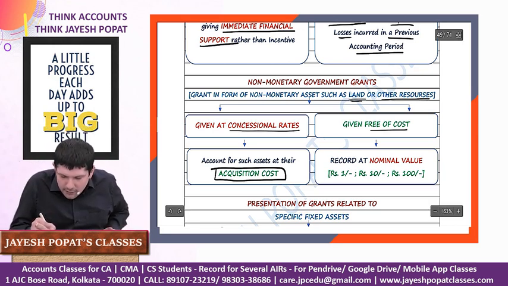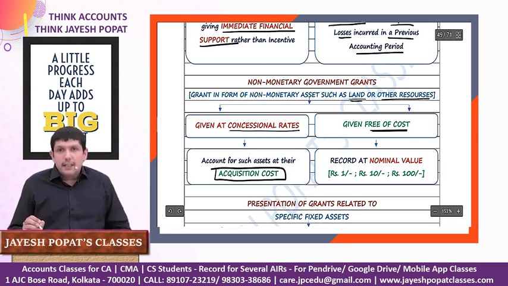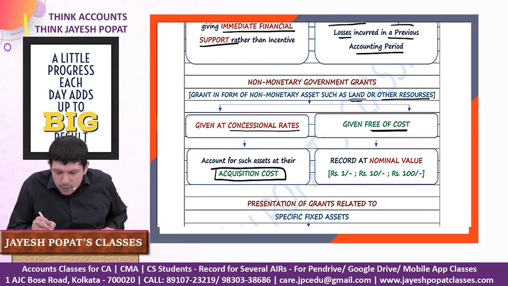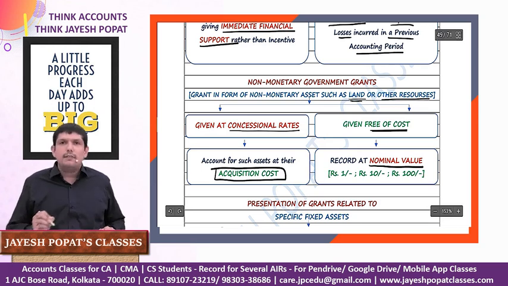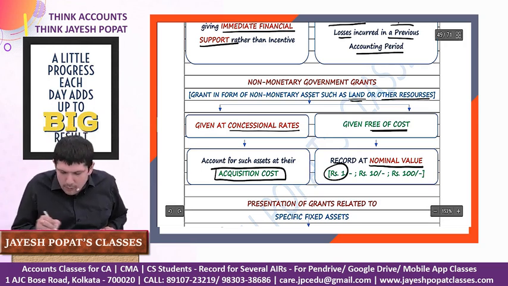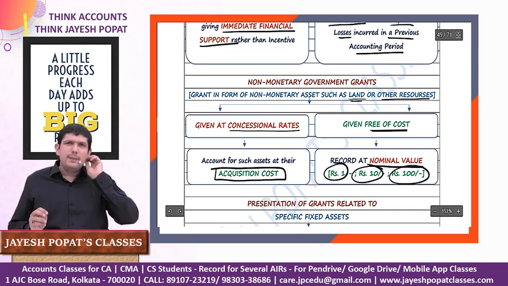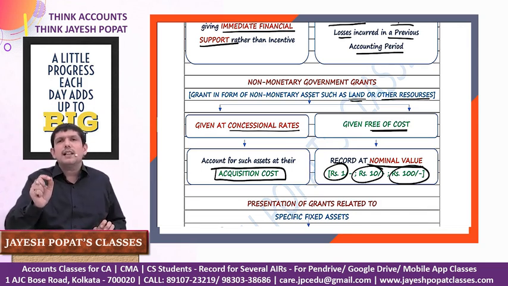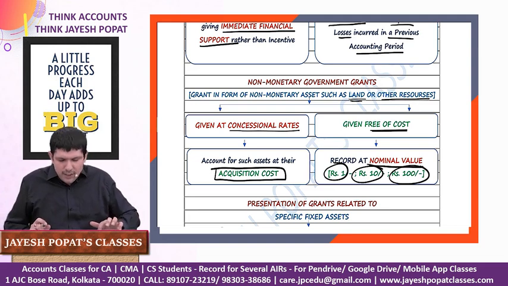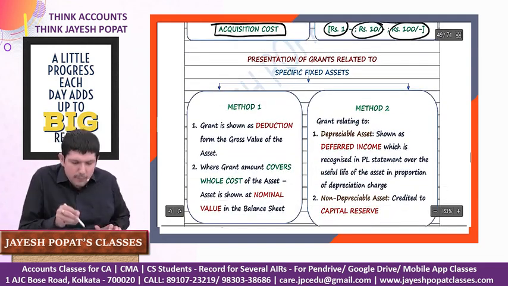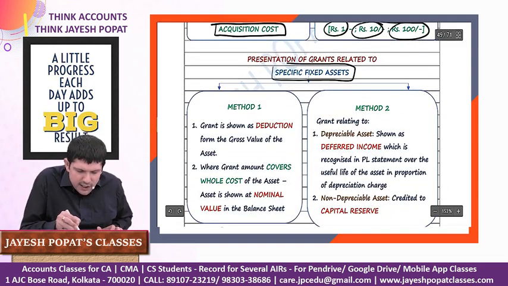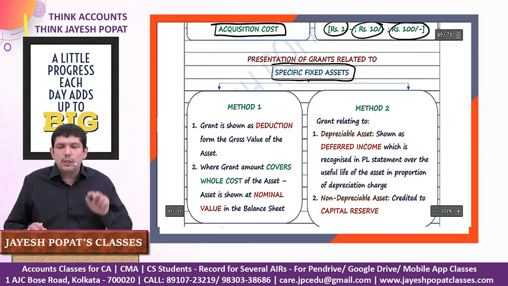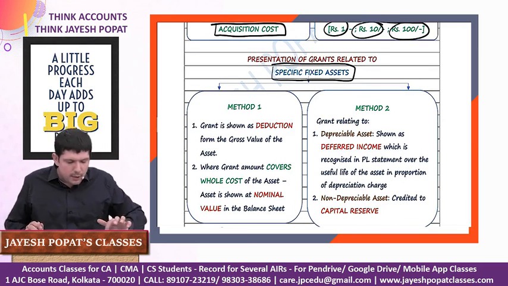If the land is given free of cost, just for the purpose of identification in your books of accounts, you should record this land at some nominal value. Now what is this nominal value? It depends upon the size of your balance sheet. It could be 1 rupee, 10 rupees, 100 rupees, just denoting a value so that this asset can be identified in your books of account. Now, presentation of government grant in relation to a specific fixed asset. There are two approaches which could be followed. We look at the treatment of the two approaches.